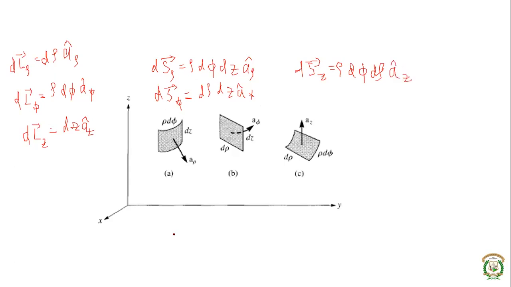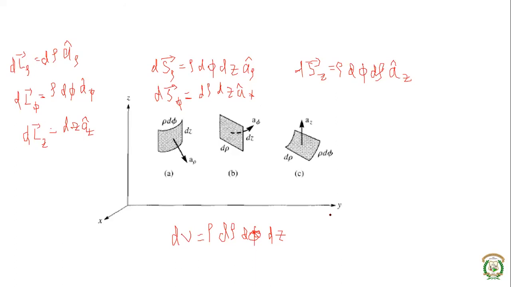Then what is the volume element? Volume is the product of all the 3 lengths. So it is d rho multiplied by rho d phi multiplied by dz. So rho d rho d phi dz is the volume element. So these are the differential elements in case of a cylindrical coordinate system. These are the differential lengths, the surfaces, and the volume element.